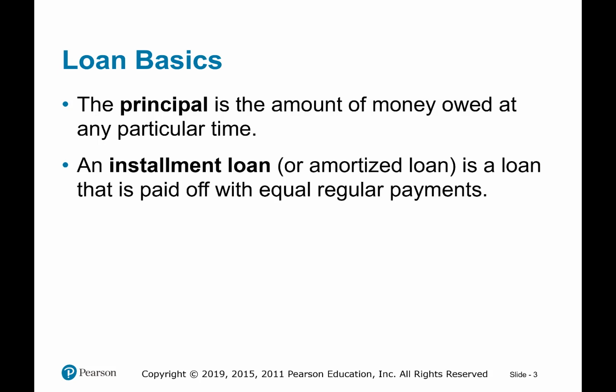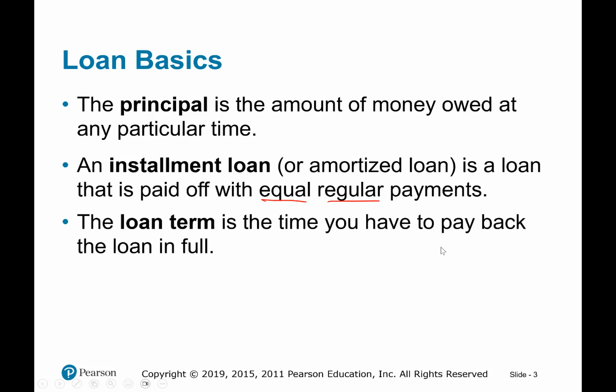An installment loan, or what we call an amortized loan, is a loan that is paid off with equal regular payments. Okay, so equal regular payments is the key. Any kind of loan that is structured this way, or amortized, is an installment loan. Your car loan and your mortgage are types of installment loans. The loan term is the time you have to pay back the loan in full.